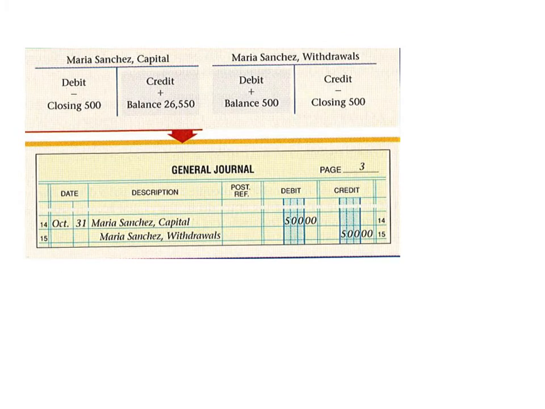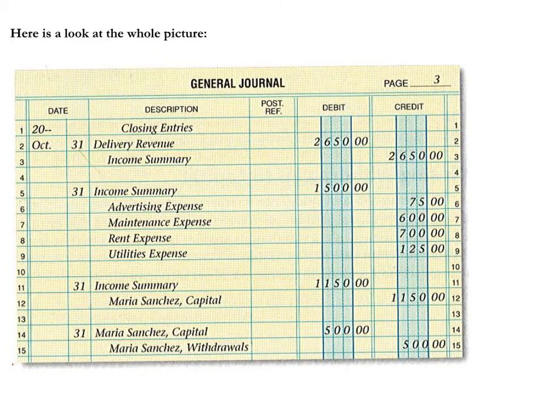Here's an example of our final step where we transfer the withdrawals to the capital. And here, the capital account is being debited and the withdrawals account is being credited. So let's look at the whole picture just to see what things look like when we're all done.